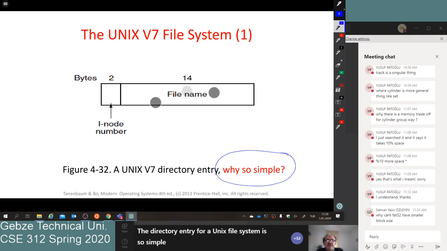You have your file name only, okay? And you have your inode number. That's it. Question, why is it so simple?